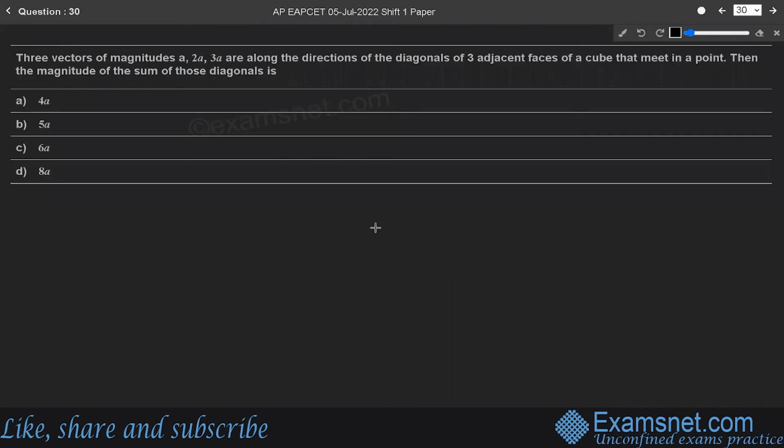Next question is: 3 vectors of magnitudes A, 2A and 3A are along the directions of the diagonals of 3 adjacent faces of a cube that meet in a point. Then the magnitude of the sum of those diagonals is. Let us understand this question by making a diagram. Consider this as the required diagram for this question.